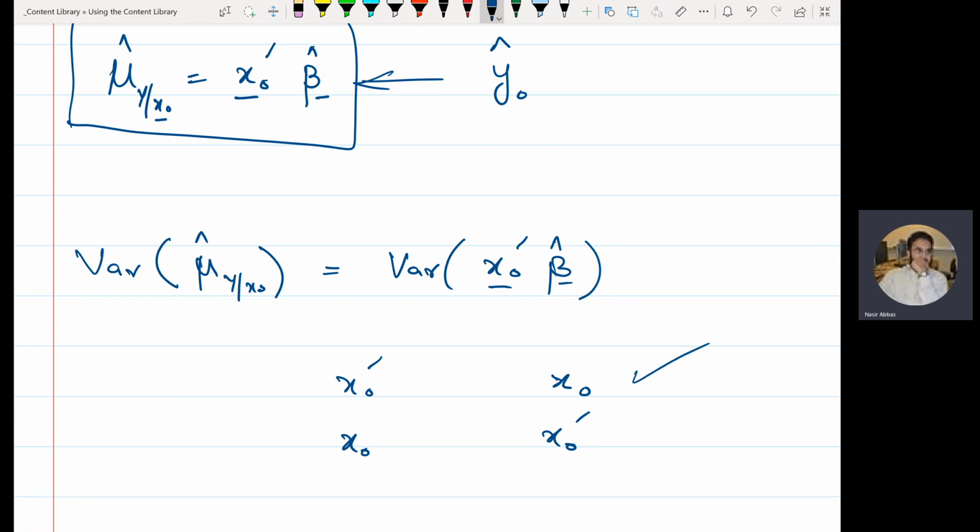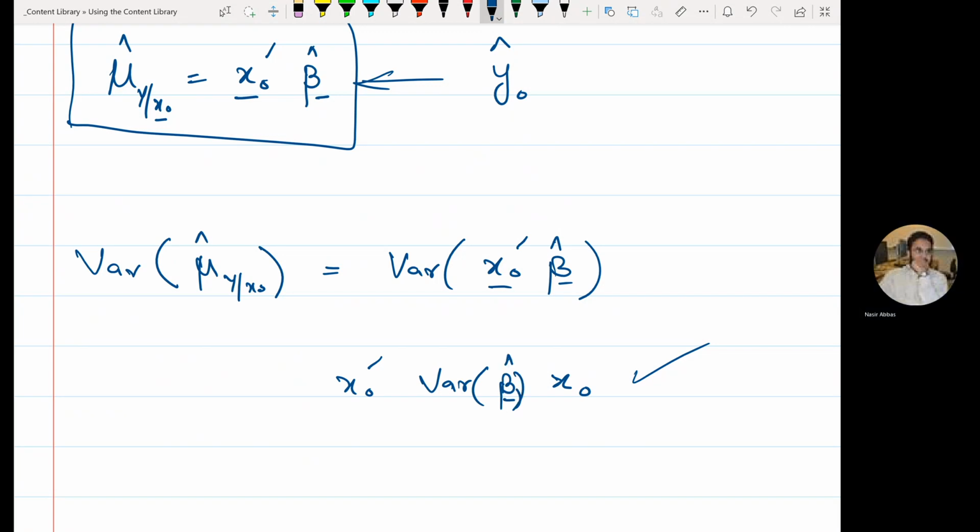The first way is possible, because this is k cross 1 into 1 cross k into k cross 1. So it will be possible. Otherwise, for this one, the multiplication is not possible. So I take this one out being squared this way. X naught prime on the left side and x naught on the right side. And in between, I apply the variance of beta hat.